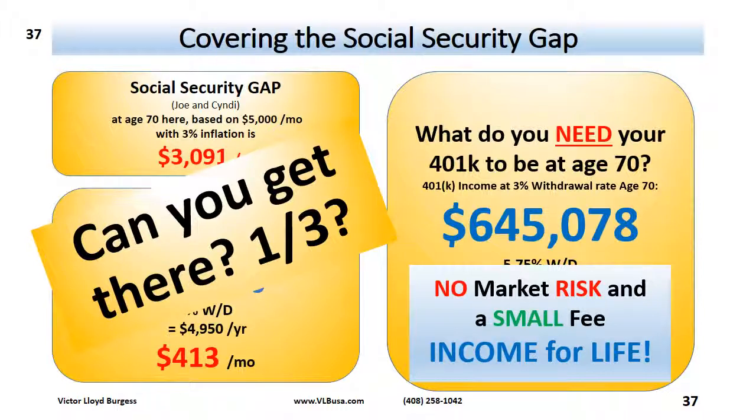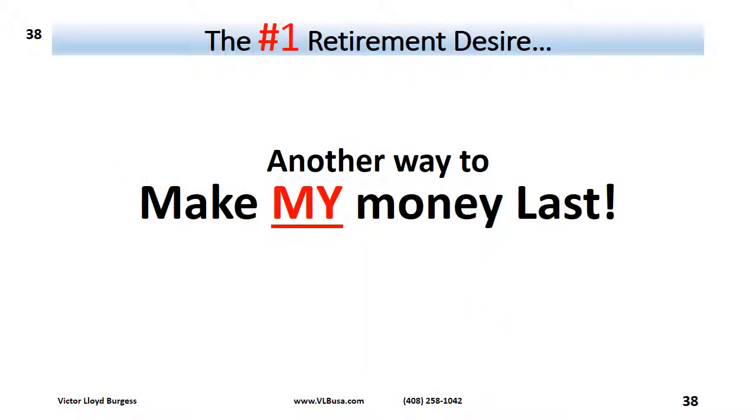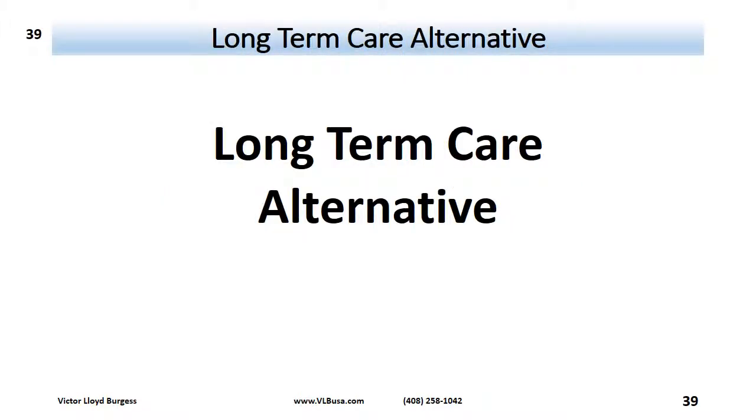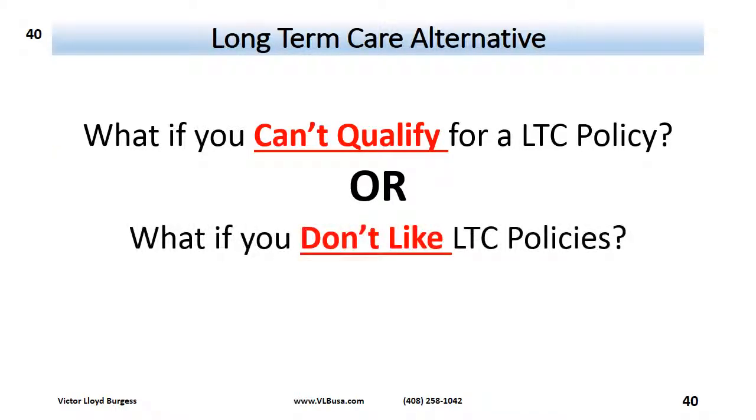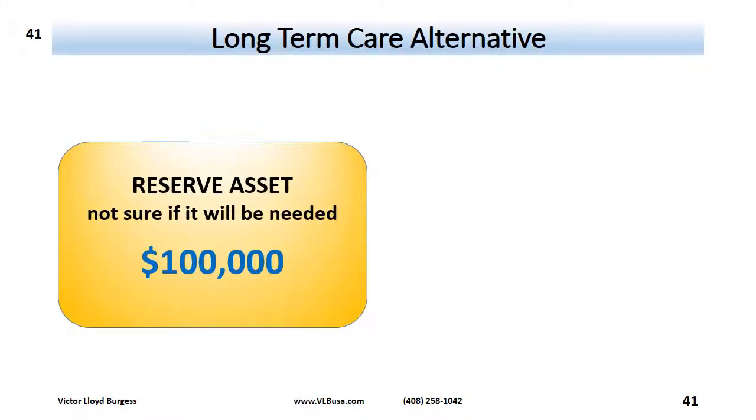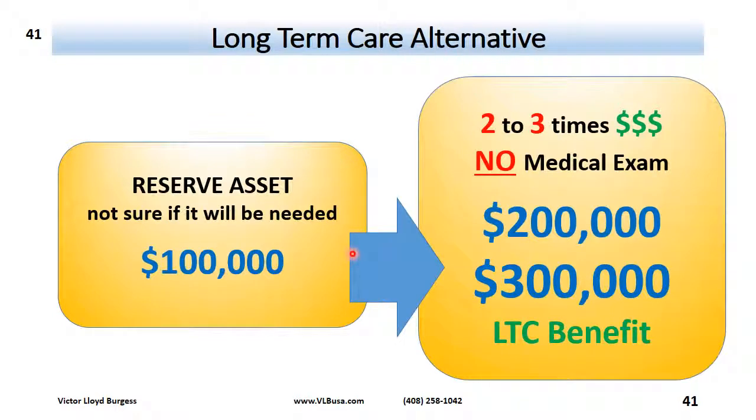Income for life. Another way to make my money last, or we're really talking about your money, long-term care alternative. What if you can't qualify for a long-term care policy? Or what if you don't like long-term care policies, but you feel the need to have some protection? Let's say you have a reserve asset. You don't think you'll be using it in retirement, but you don't want to give it away or use it. You want to hold it in reserve for long-term care needs. Let's say it's $100,000. Well, you take that $100,000, it becomes $200,000 or $300,000. It's 2 to 3 times whatever you put into it.